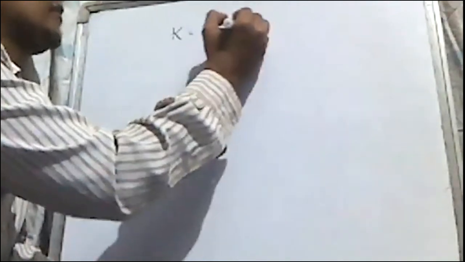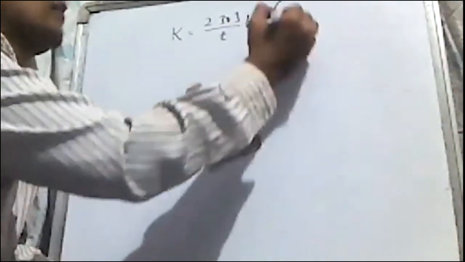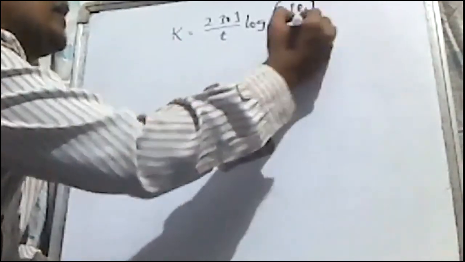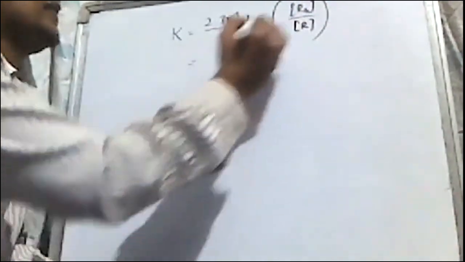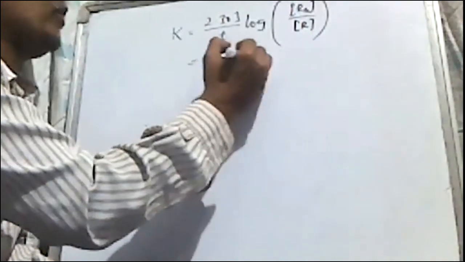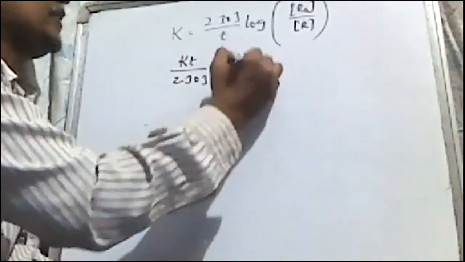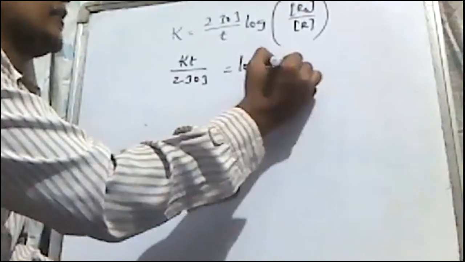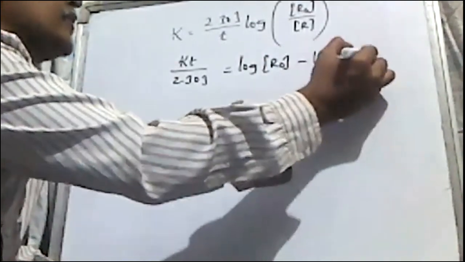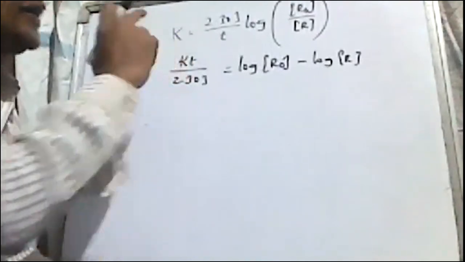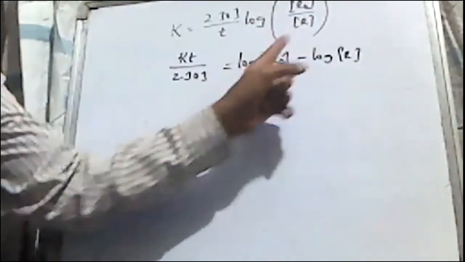Now we need to see another graph related to the first order reaction. What is the rate constant expression? K is equal to 2.303 by t into log R naught by R. You see, it is in the form of log A by B. Now I can write kt by 2.303 is equal to log R naught minus log R. Just simply what I did, I brought t to this side and 2.303 to that side, then log A by B is log A minus log B.